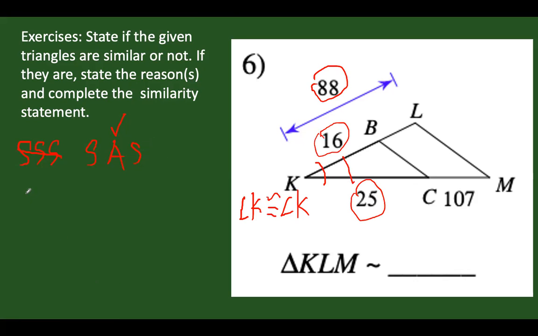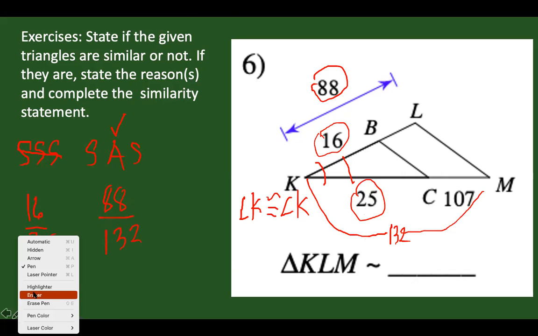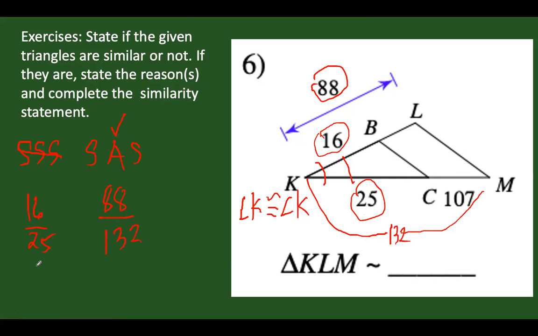So let's do the ratio. That's 16 over 25, and here it's 88 over the whole part. Here, the whole part is KM, all right, but we don't have the value of KM yet, so let's identify. That's 25 plus 107, that's 132, correct? So 132. And we have already identified the ratios. Now let's identify if these two ratios are equal, okay? And let's simplify.